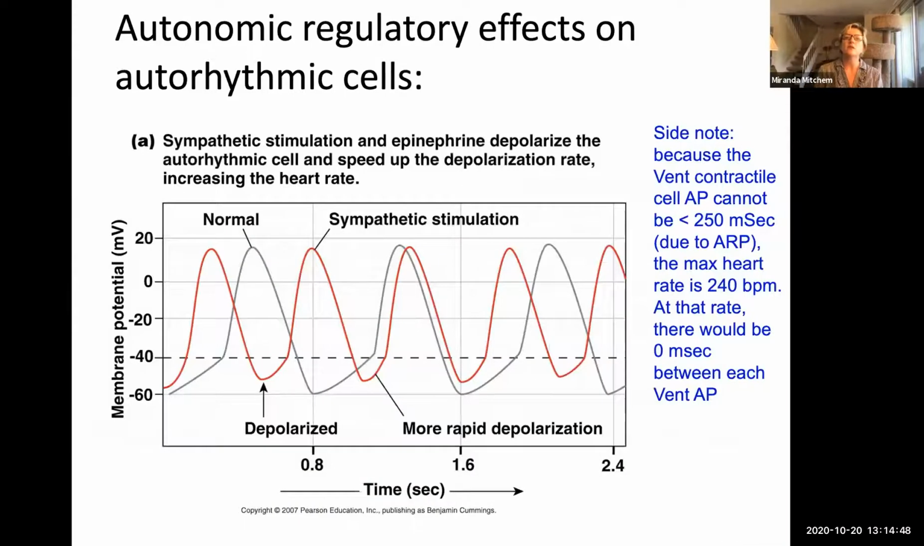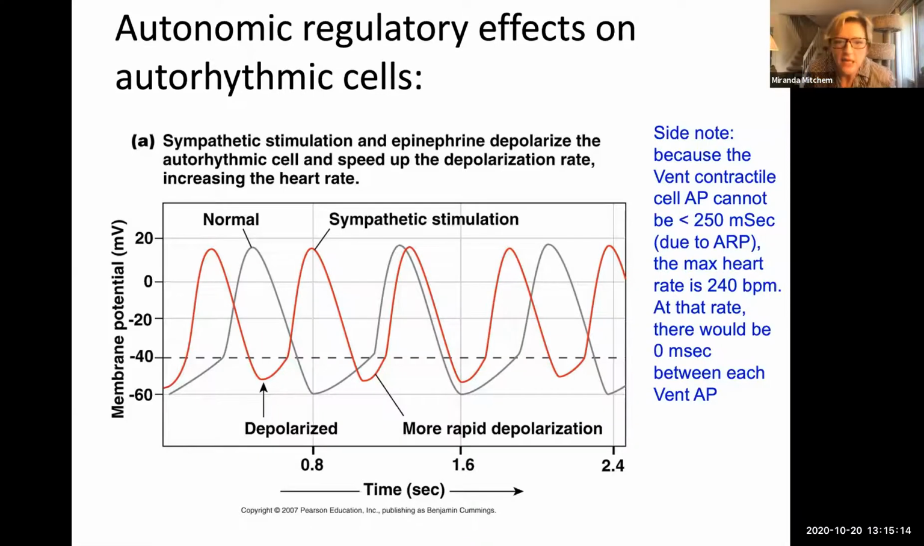Okay, now let's add in another layer of complexity. Let's add in some effects from the nervous system. So we've got our normal action potential in gray. So it's kind of hard to just separate them out. So we've got 1 peak, 2 peaks, 3 peaks in our normal stimulation.